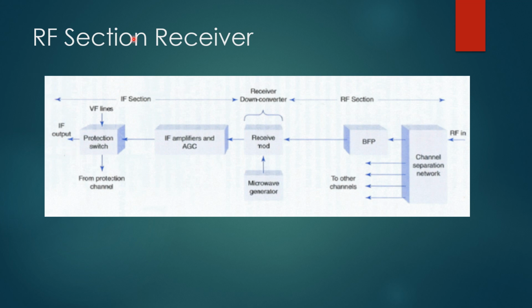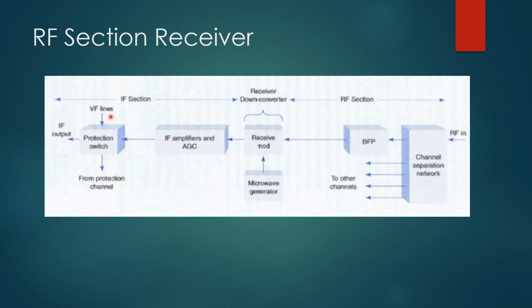So the RF section only we are seeing as a separate one. Then this further IF output has to be demodulated to the baseband that we have seen in the first block diagram. So this shows only the RF section receiver. Here we are having the same components as that of the RF section transmitter. In addition, we are having IF amplifiers and automatic gain control circuitries. And also this protection switch, that is for the protection switching arrangement.